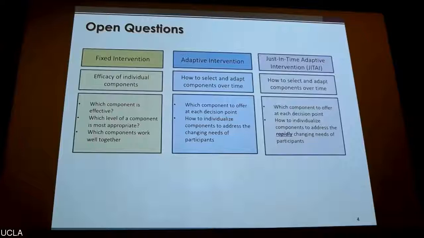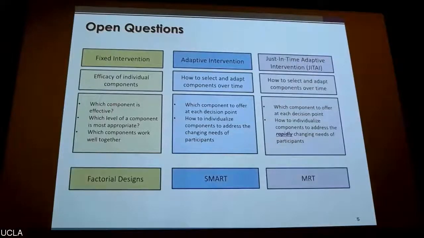Does it make sense? These are all open scientific questions, and we have to be able to answer them before we put together a high-quality package, before we evaluate the effectiveness of a package compared to control. So today, we are going to talk about factorial designs, SMART studies, and MRTs. Factorial designs, we're all familiar with factorial designs, but here I'm going to talk about how they can be used to answer questions about the efficacy of individual components. Factorial designs can help us efficiently screen multiple intervention components and decide which one should be included in our intervention and which one should not, right?